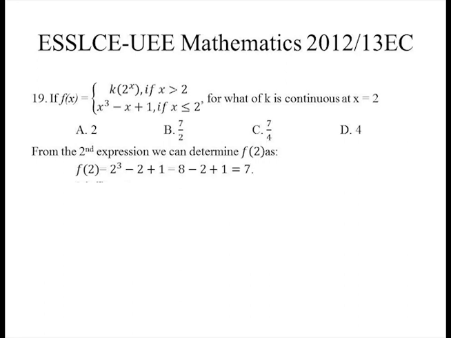Taking the first expression and equating it to 7, that is k times 2 to the power of x at x equal to 2 is equal to 7. 2 to the power of 2 is 4. K times 4 is equal to 7. Dividing both sides by 4, we find k is equal to 7 over 4. The correct answer is choice C.